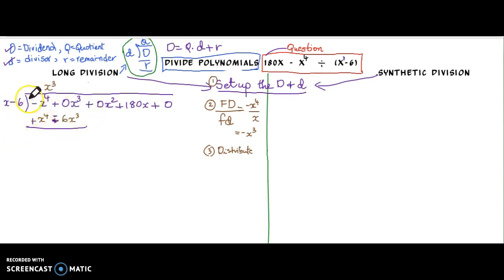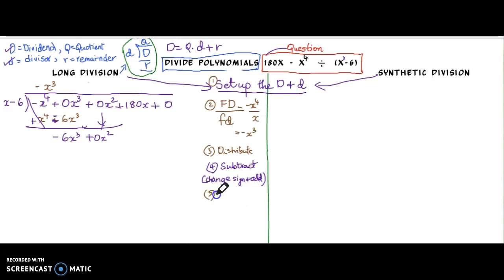So negative x to the fourth and positive x to the fourth will cancel. Oh, I did not write the fourth. So subtract. What I mean by subtract is to change the sign of whatever we write here. Change the sign of both of them and add, so that these first terms will cancel off, and we can bring down the next term over there. 0 minus 6x cubed is negative 6x to the third power, and you bring down the next term, plus 0x to the second power.